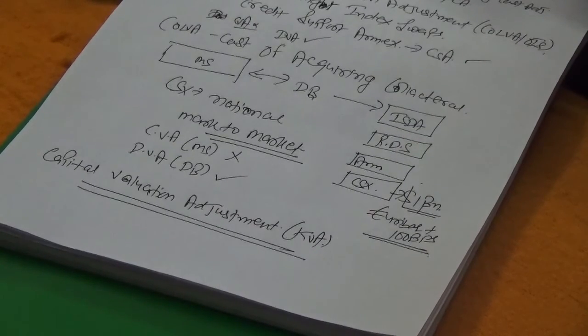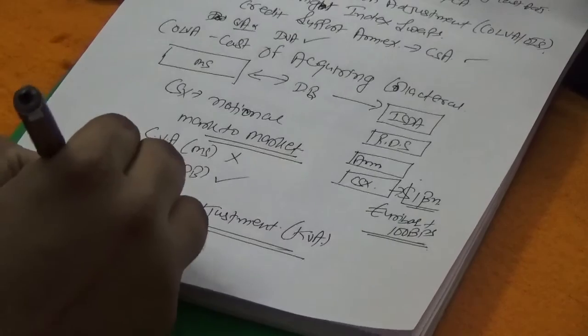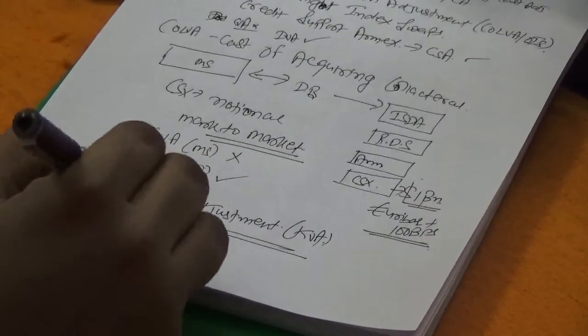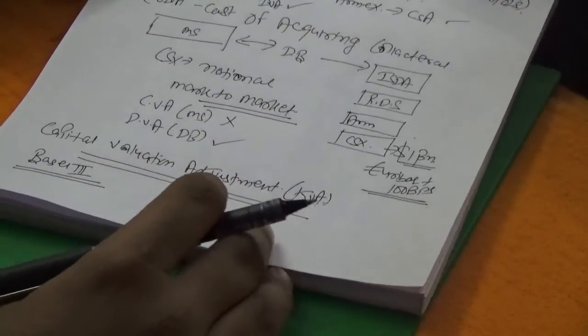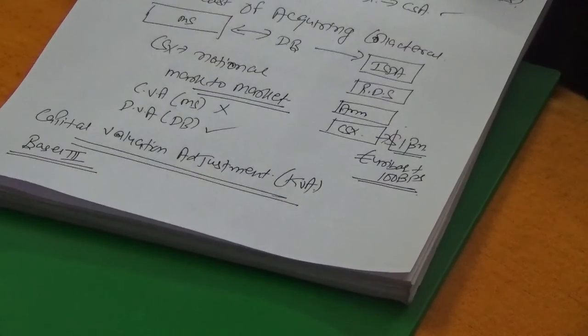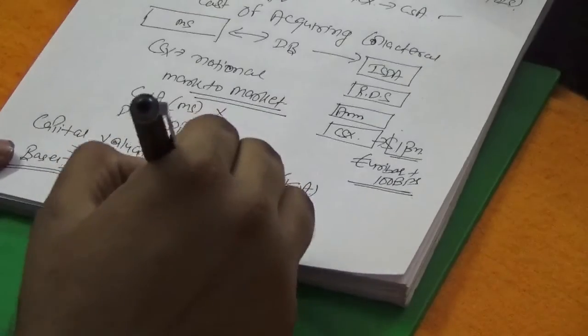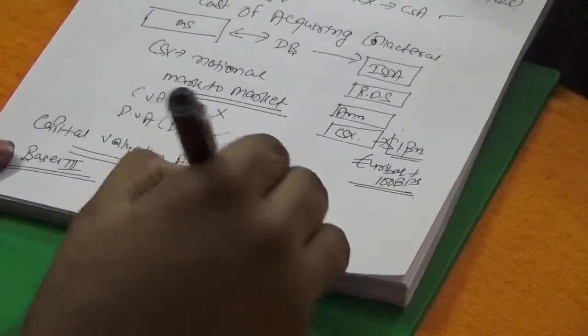Now, what is KVA? This is strictly restricted to Basel 3. What is KVA all about? You need to maintain a regulatory capital, and that regulatory capital needs to be pumped up over a period of time. You need to make sure that the regulatory capital is as per the risk weighted assets and risk weighted liabilities of the bank, right?